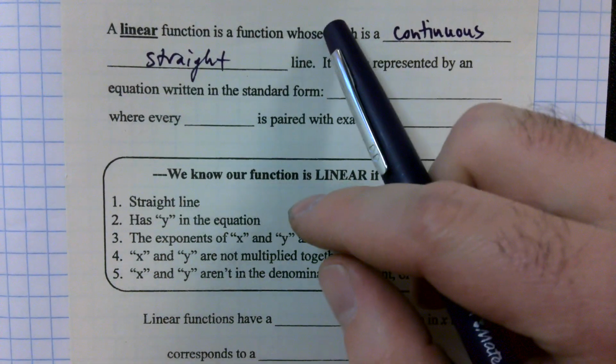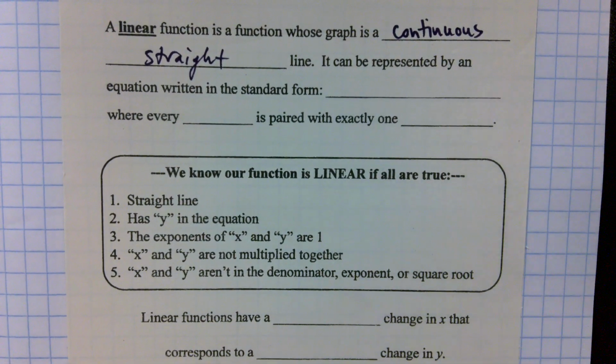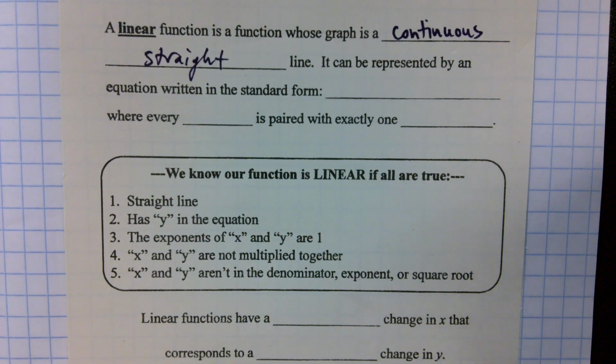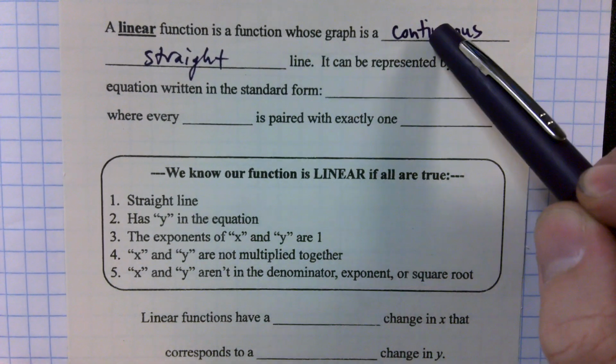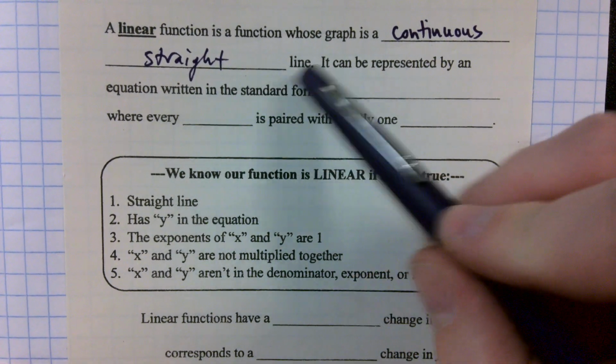So a linear function, this is what we learned last year, right? y is equal to mx plus b. Does that sound familiar to you? Yeah? Okay. So a linear function is a function whose graph is a continuous, straight line.